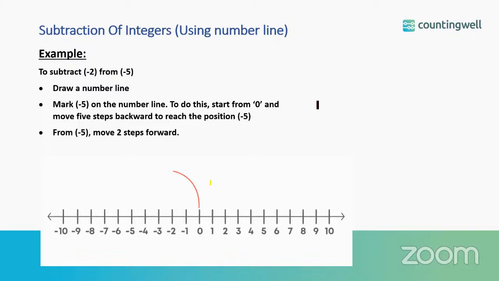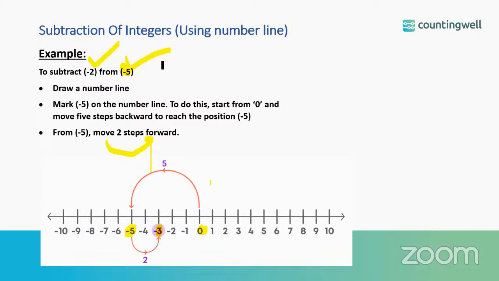Let us see how to subtract integers using number line. For example, if you want to subtract a negative integer from an integer, suppose it is minus 5. So subtracting minus 2 from minus 5. First, what you have to do, you have to locate minus 5 on the number line. To locate minus 5, we have to start from 0 and move 5 steps backward to reach the position minus 5. Then from minus 5, you have to take 2 steps forward. So minus 2 from minus 5, the difference is minus 3.